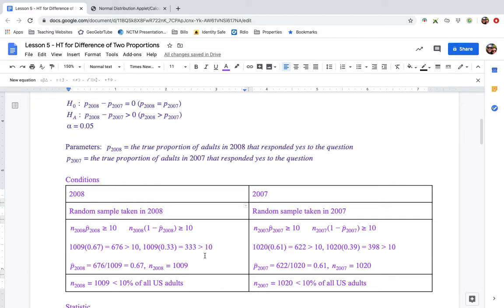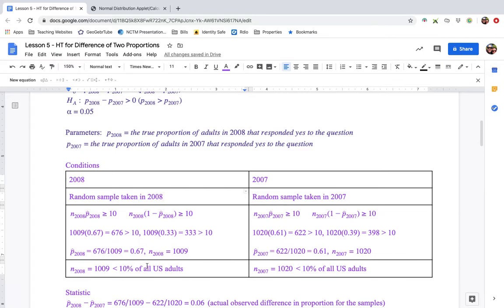So we can use the normal distribution now to solve our problem, because our expected successes and failures in each, or the number of successes and failures, in other words, the number of yes votes and the number of no votes, were at least 10. So we can use the normal distribution, and we have independence.